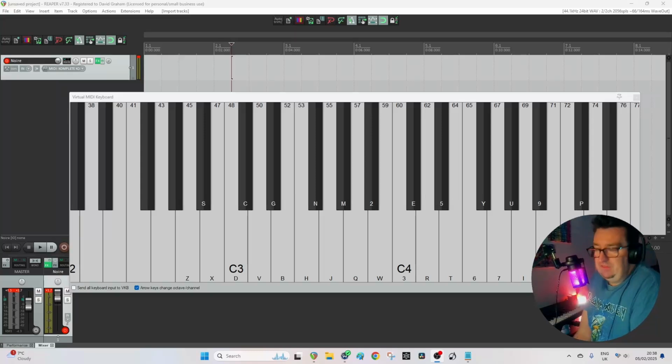Hi, it's Dave, and as requested, I am going to take a look at the melody for the theme to Succession by Nicholas Britell, who is a really good composer. He's done lots of really good stuff.